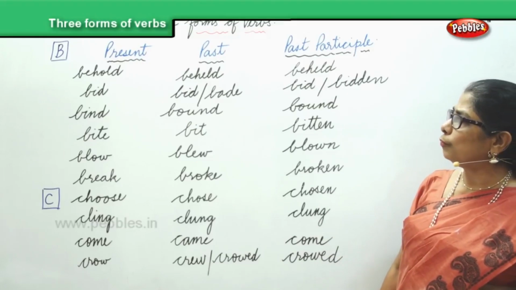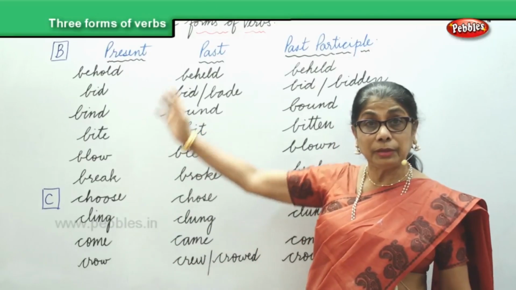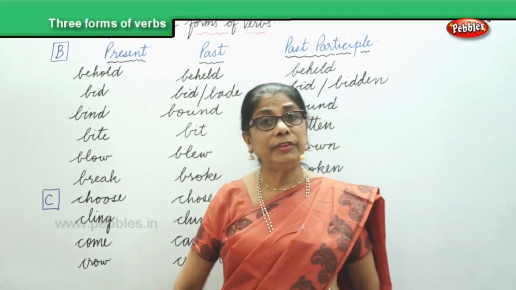So we are going to look at more forms of verbs, strong verbs, that is the past, present and participle. We will do some more.